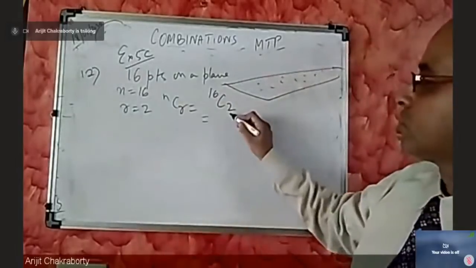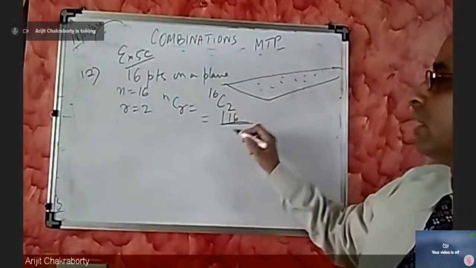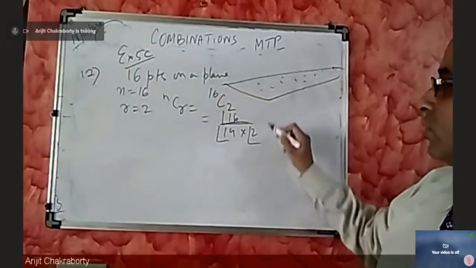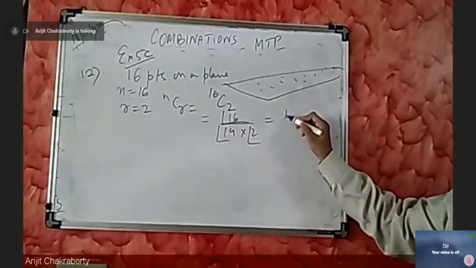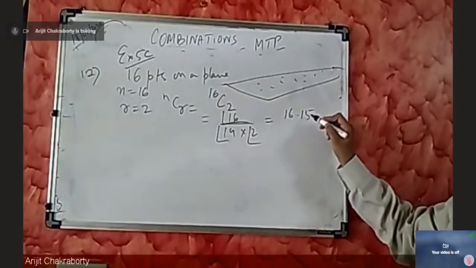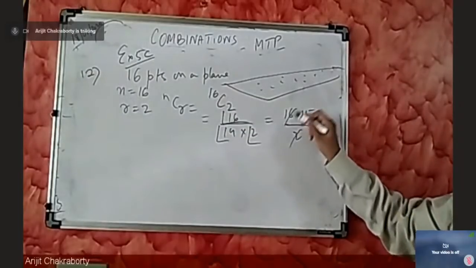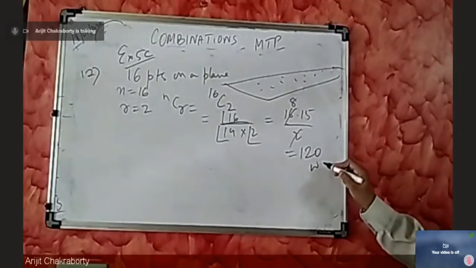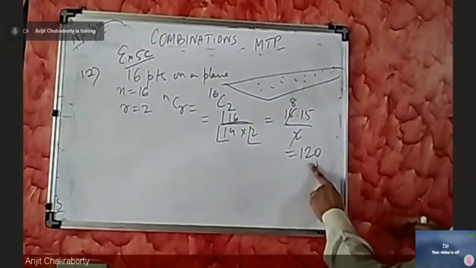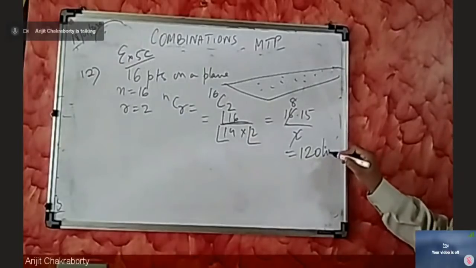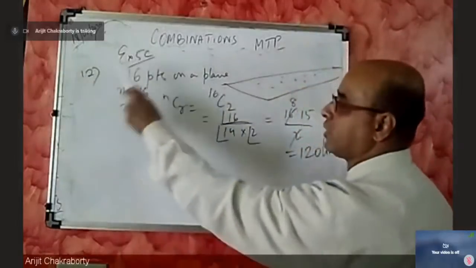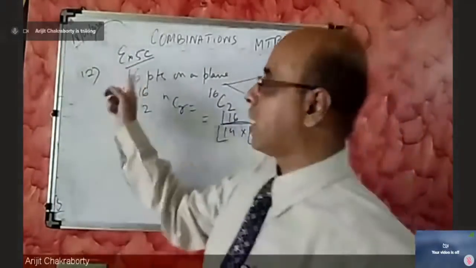16C2 works out to 16 factorial divided by 16 minus 2, 14 factorial, into 2 factorial. So you get 16 into 15 divided by 2, which comes to 120. 120 lines can be drawn. So this was exercise 5C number 12.